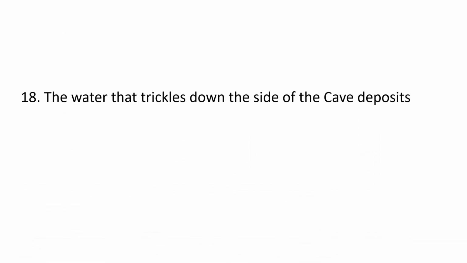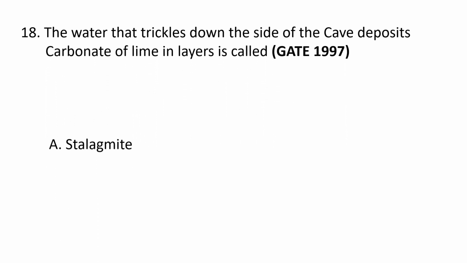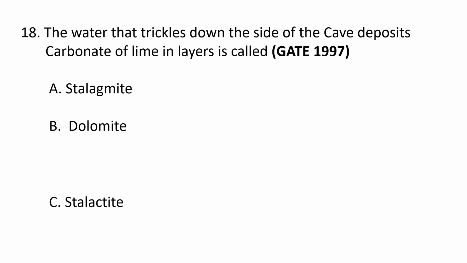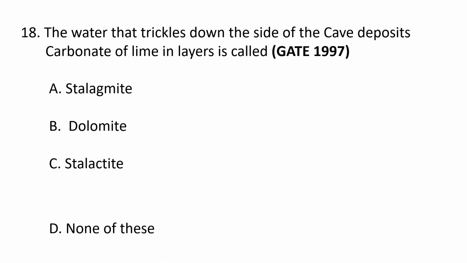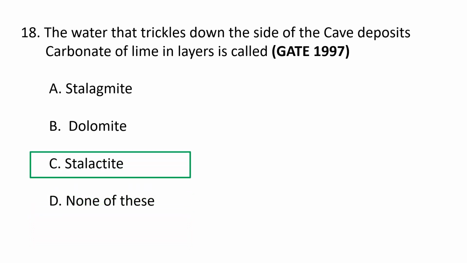The water that trickles down the sides of the cave, depositing carbonates of lime in layers, is called as A. Stalagmite, B. Dolomite, C. Stalactite, and D. None of these. So the correct option is stalactite. A stalactite is an icicle-shaped formation that hangs from the ceiling of a cave and is produced by precipitation of minerals from water which is dripping through the cave ceiling, and most stalactites have pointed tips. So the water that trickles down the side of the cave depositing carbonates of lime in layers is called stalactite. So C is the correct option.